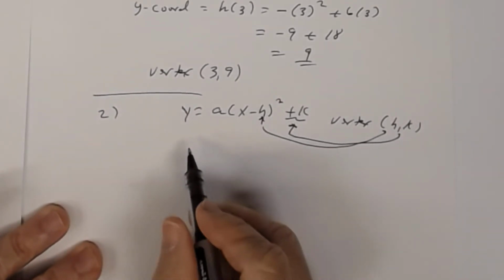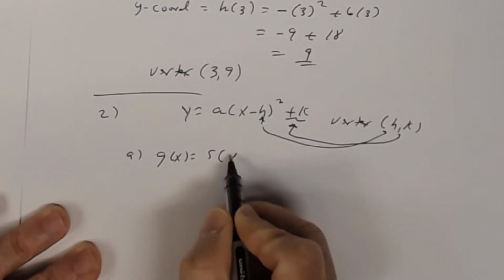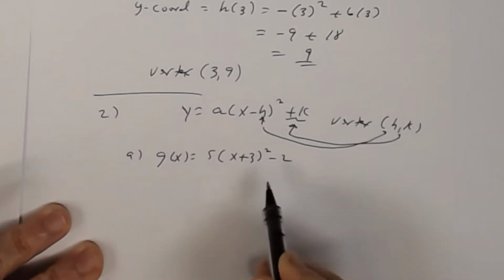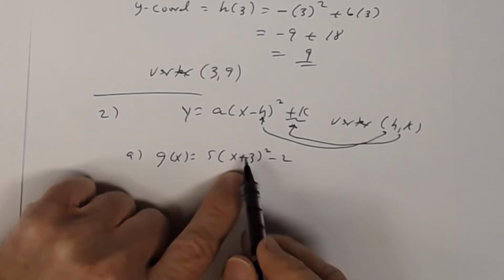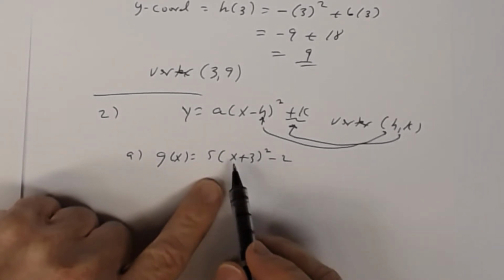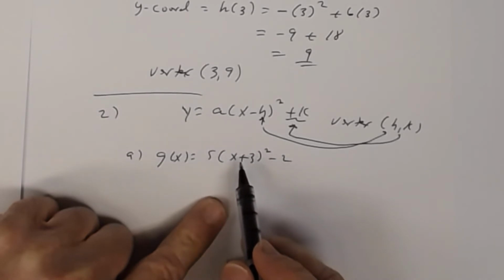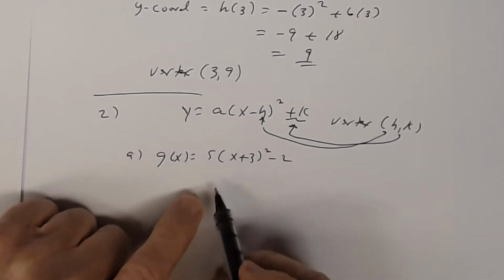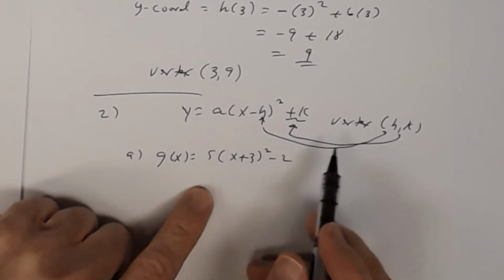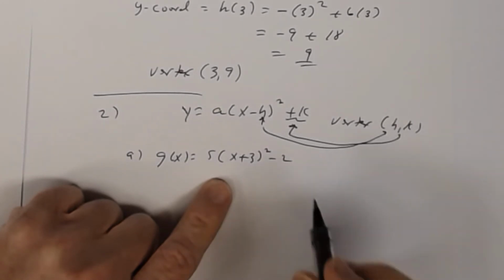So when rewriting, if you look at letter A, you have g of x is 5 times x plus 3 squared minus 2. Many students mess this up and say the vertex is 3, -2. But remember, if you think about when you talked about transformations, you take x squared and you shift it to the left 3 units. So the vertex, when you shift it to the left, becomes -3, -2. So you've got to be careful. Think about those transformations that you talked about in a previous lesson.